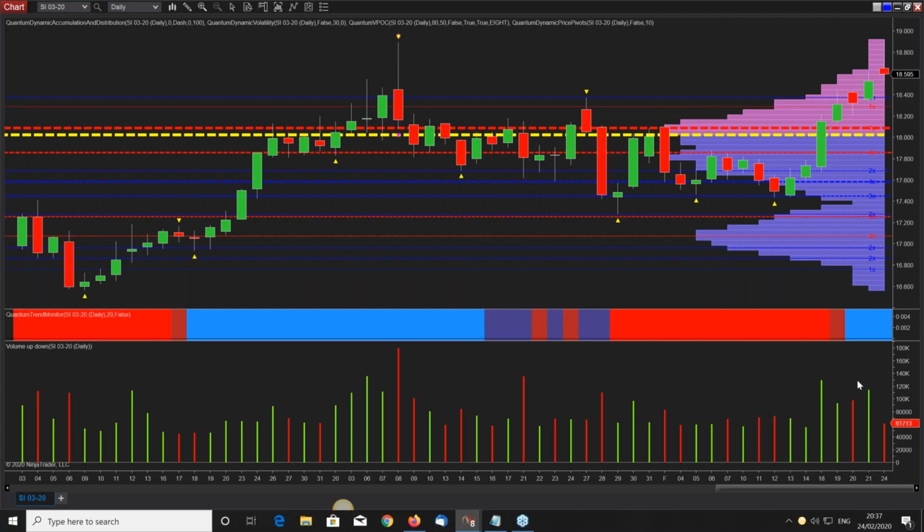It's nice to see them both breaking away because that's what we wrote about last week. So that's what we were looking for in terms of both metals.